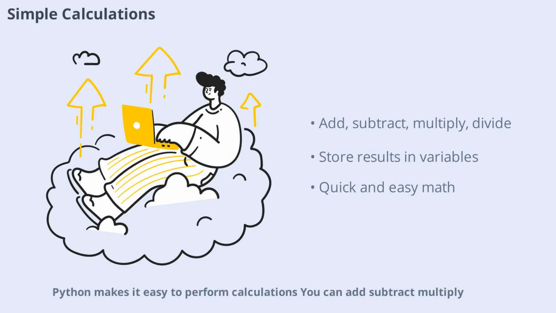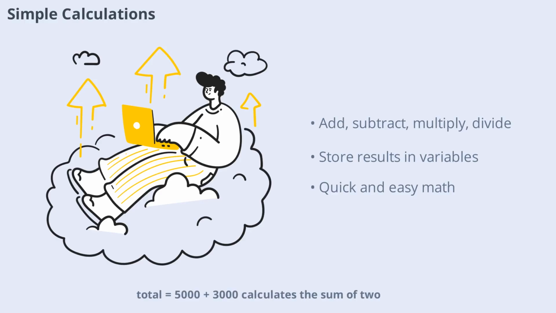Python makes it easy to perform calculations. You can add, subtract, multiply, or divide numbers with straightforward commands. For example, total equals 5,000 plus 3,000 calculates the sum of two numbers and stores the result in a variable called total. This simplicity allows you to quickly analyze data and get results without complicated formulas.